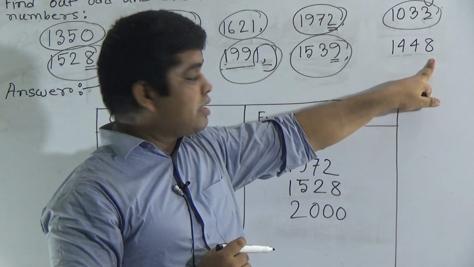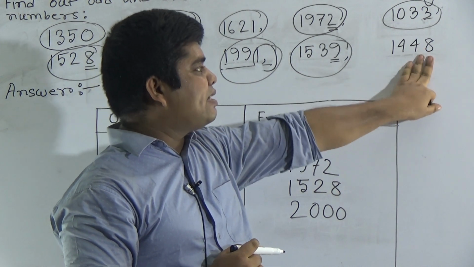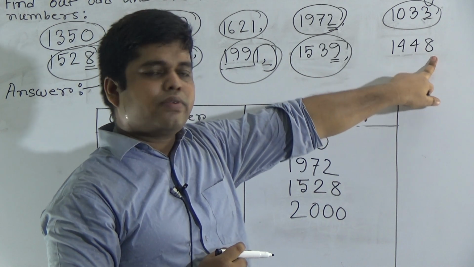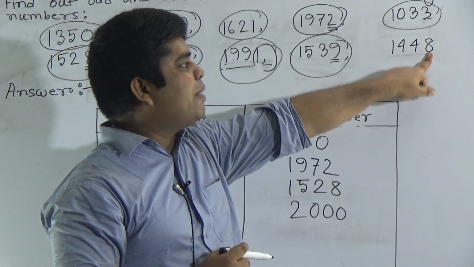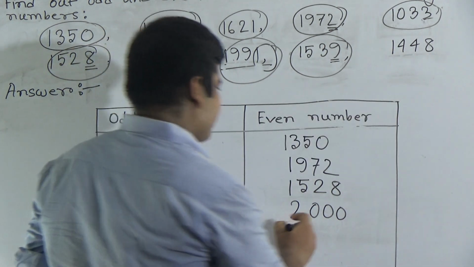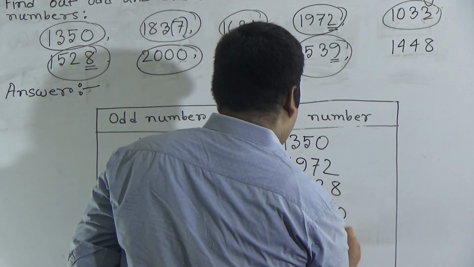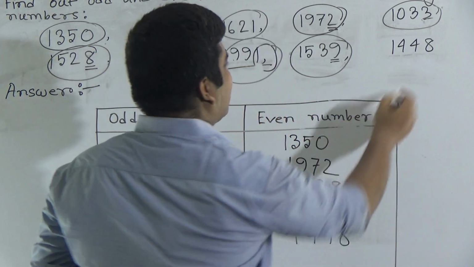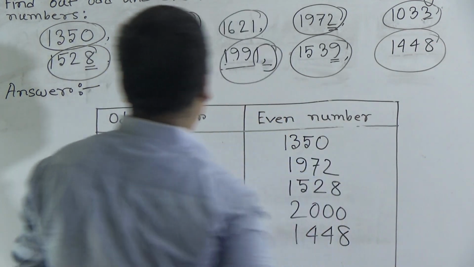1448. It is the last number, and its ones place digit is 8, and 8 is the notation of an even number. As 8 is an even number, so we can say 1448 is an even number. So 1448 is an even number. So our answer is done.